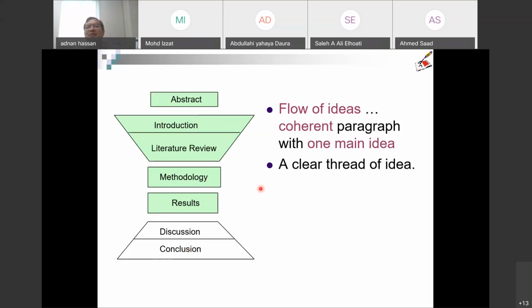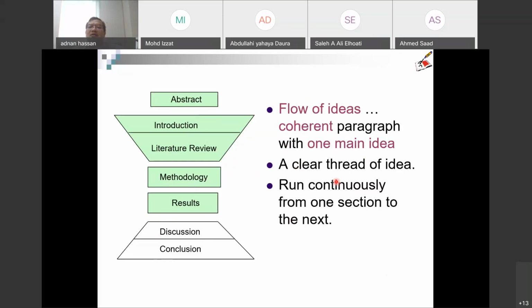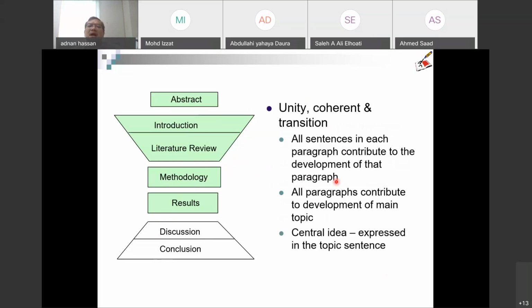But normally when you discuss a certain topic, people come and join you and give ideas. But if a new person comes in and puts a different topic, it will disturb the focus of the discussion. That's what we mean by coherent. You should have a clear thread of ideas talking about similar things, continuously from one section to the next. So now you need to have coherence in terms of transition. Let me show it.